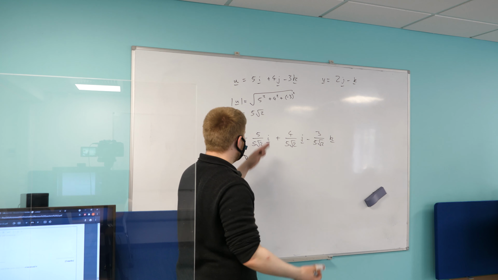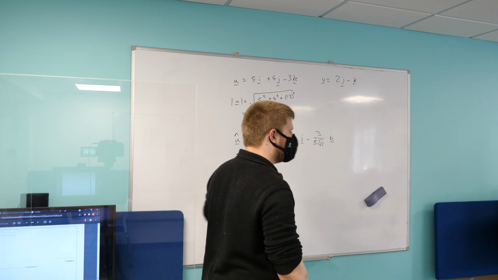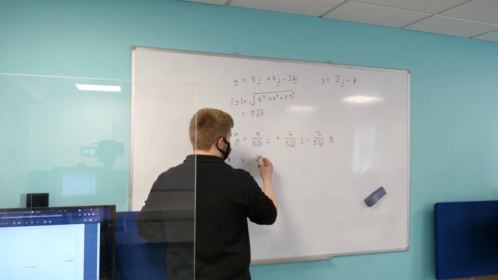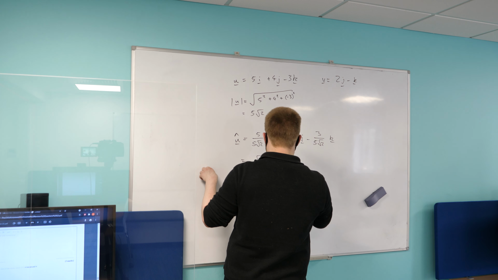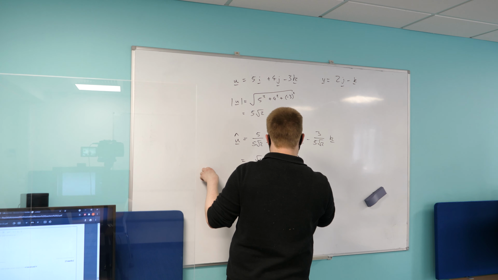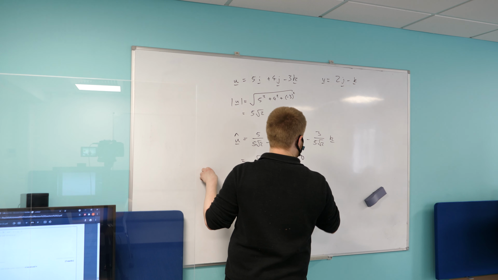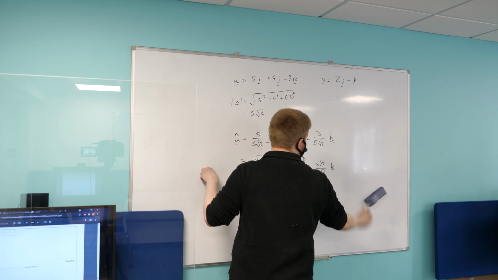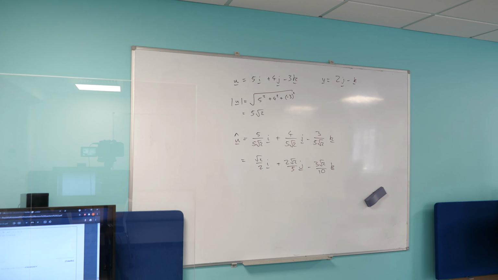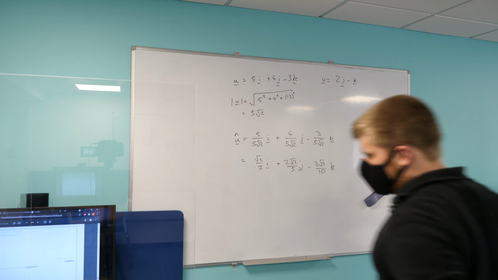You can leave it however you want. I mean, you can see some cancellations down. I can rationalize the denominators. For example, I could leave this as root 2 over 2 i plus 2 root 2 over 5 j minus 3 root 2 over 10 k, if you wanted to as well. That's the same thing. Either one is fine. Okay, any questions about that? That's the unit vector. No questions? Good.